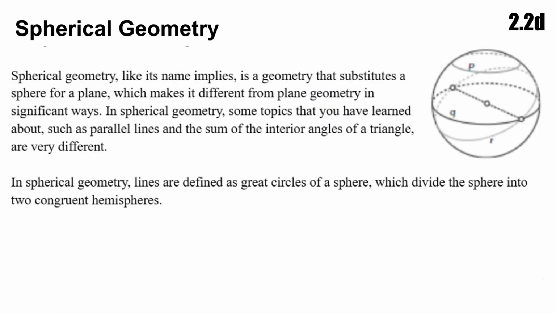Another example of non-Euclidean geometry is spherical geometry. Spherical geometry is a geometry of a spherical surface. In non-Euclidean geometry, topics like parallel lines and angles of a triangle are different.